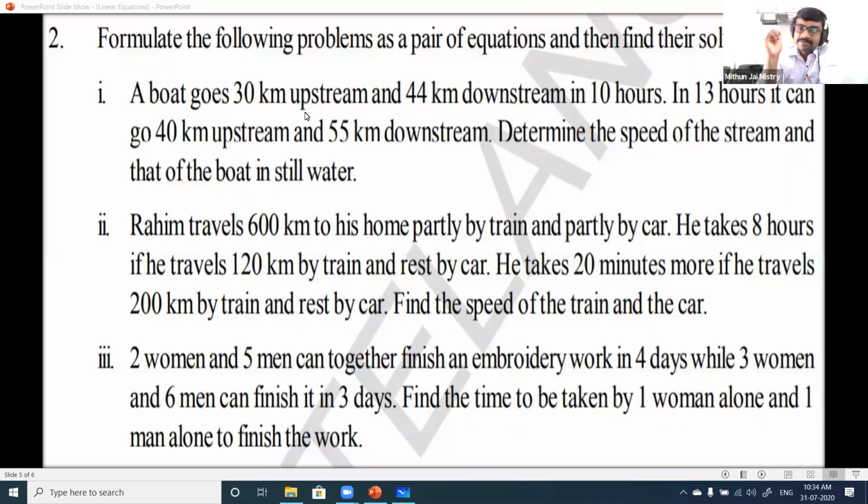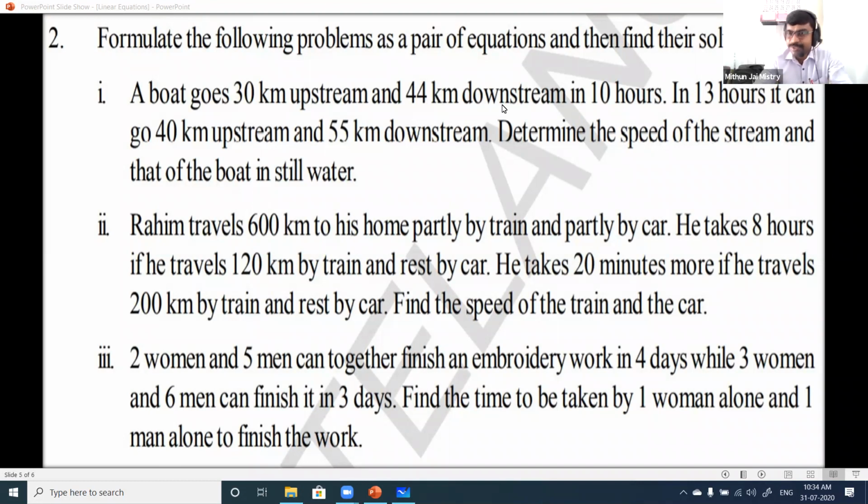Okay, we will find the speed, but why are you reading that much? And moreover, we should not call it km. It is kilometer, and this is not hour, it is hours. Okay, so a boat goes 30 kilometer upstream and 44 kilometer downstream in 10 hours. In 13 hours, it can go 40 kilometer upstream and 55 kilometer downstream. Determine the speed of the stream and that of the boat in still water.